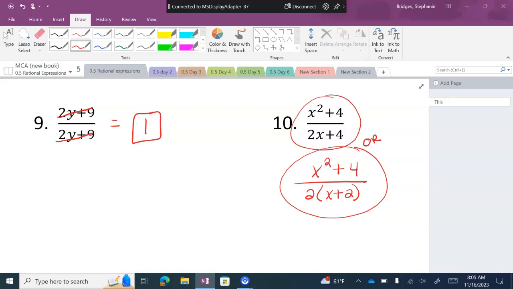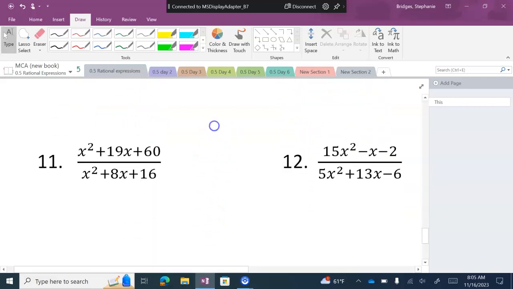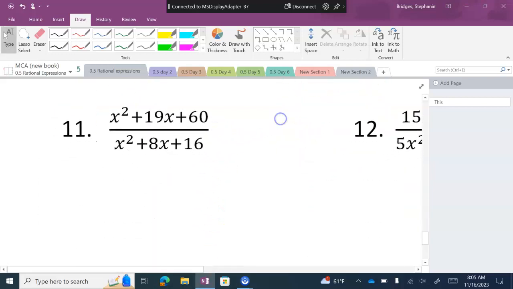Are we kind of okay with those? Okay, I want you to start with 11. What I want you to do is factor top and bottom. Think about factoring the top and the bottom in number 11. These are trinomials, so first things first, we have to remember how to factor.